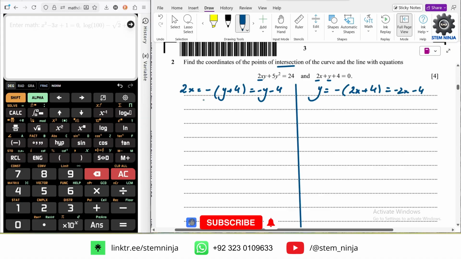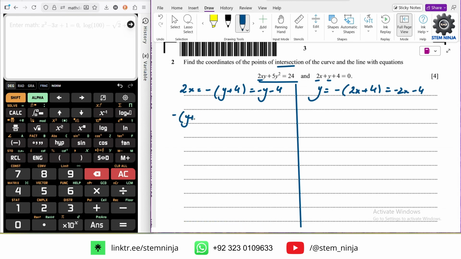So let's try plugging it into this. So if we substitute out 2x, this would be minus y plus 4, y plus 5y squared equals 24.